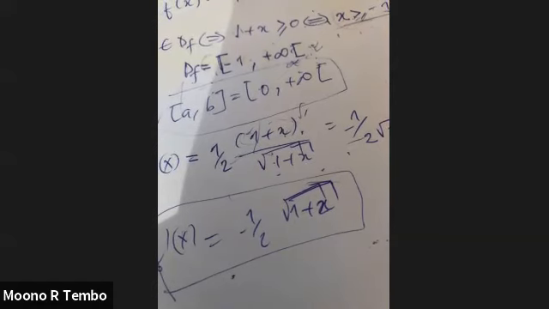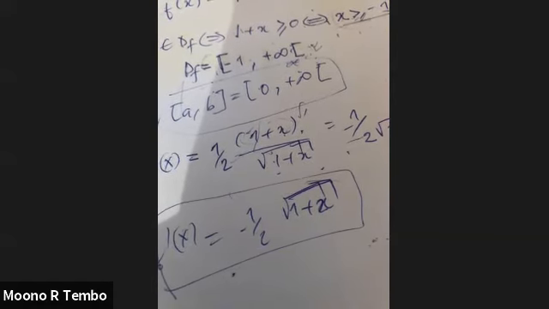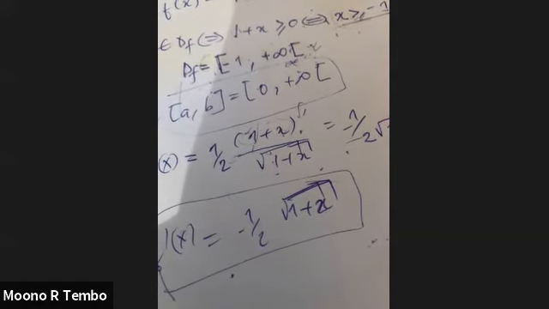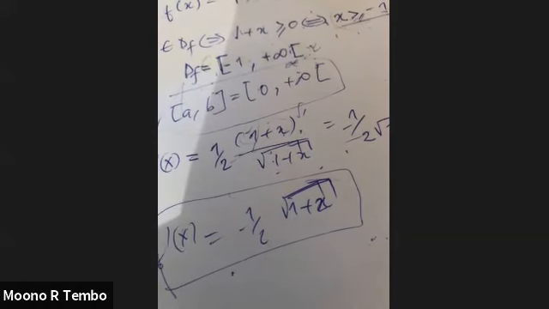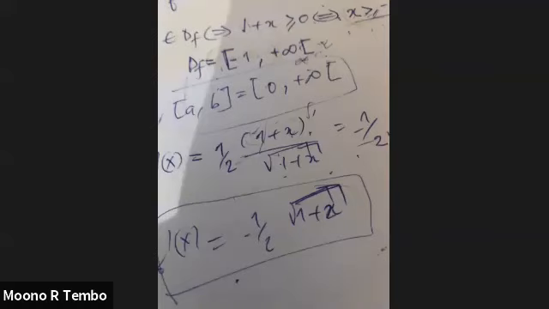What happens from there? The second step is to simplify the equation you've been given. How do you simplify the square root of 1 plus x? We're looking at the example I gave you last time.